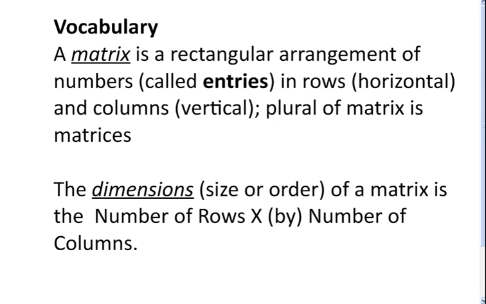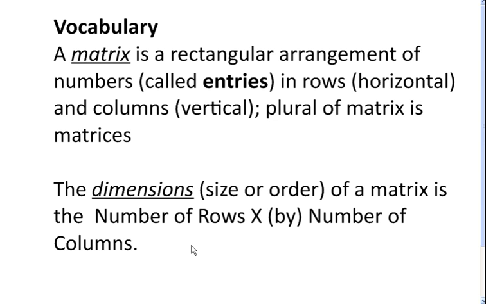Vocabulary. A matrix is a rectangular arrangement of numbers, called entries, in rows and columns. The plural of a matrix is matrices. Rows are horizontal and columns are vertical. The dimensions, size, or order of a matrix is the number of rows by the number of columns.